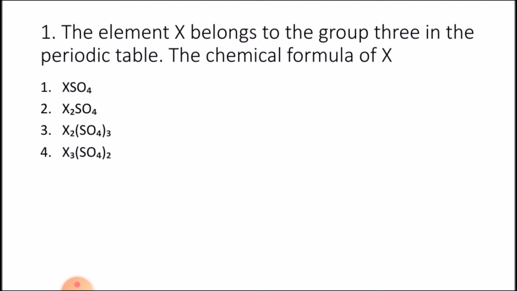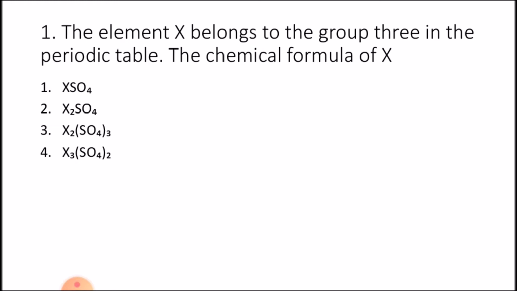The element X belongs to group 3 in the periodic table. The chemical formula of X. So first, this is something related to the valency of elements or atoms. Valency is a measure of the combining capacity of atoms or molecules. Simply, it is the ability of an atom or molecule to donate, share, or obtain an electron from another substance. From the periodic table, from the position of the element, or the group in which it is present, we can get an idea about its valency.